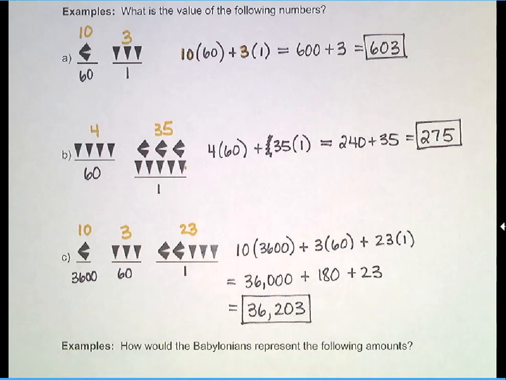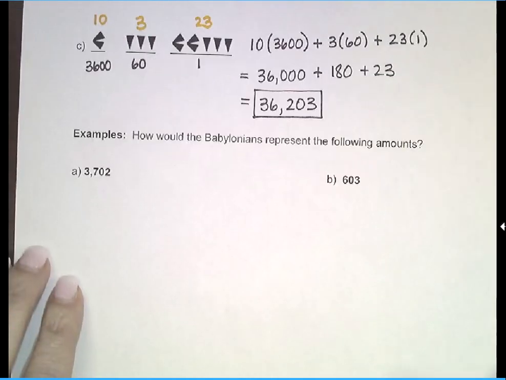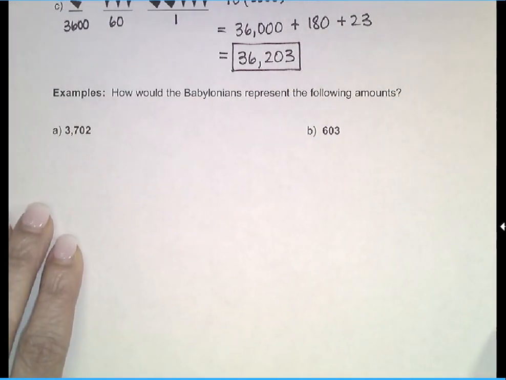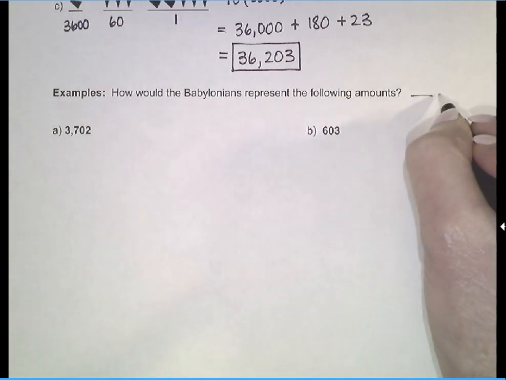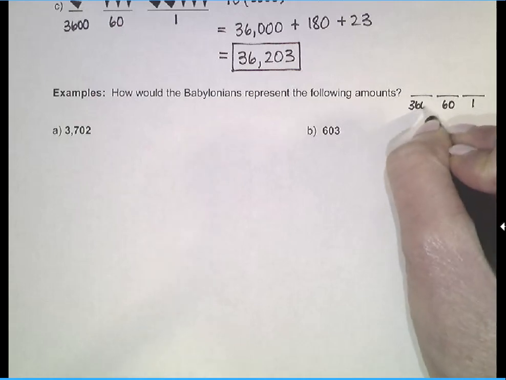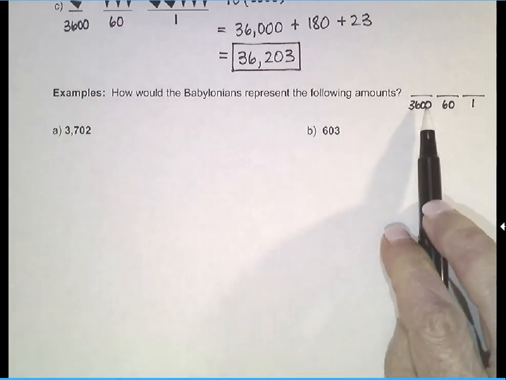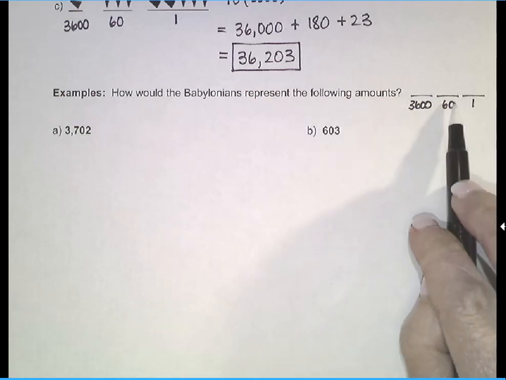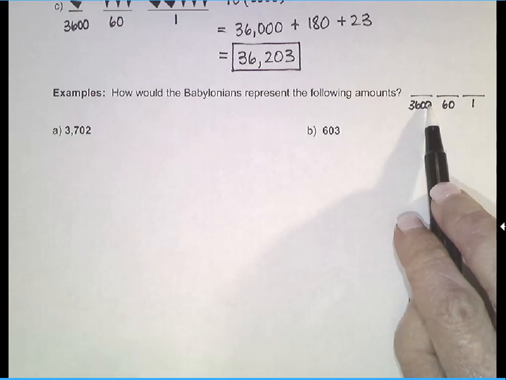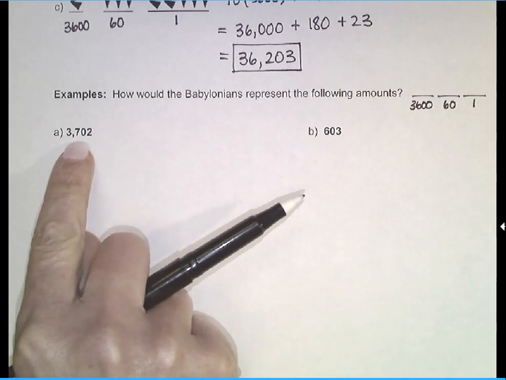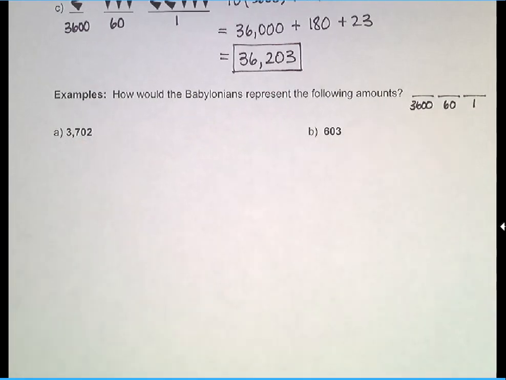So let's go in reverse. How would the Babylonians represent the following amounts? Well, first of all, we got to look at it and decide, is this going to be a 1-digit, a 2-digit, or a 3-digit number? So again, remember, this is your ones place, 60s, and 3,600. So if your number is 3,600 or larger, you got to set aside 3 digits. If your number is from 60 up to 3,699, it would just be a 2-digit number. So 3,702, that's bigger than 3,600, so we know we're going to have 3 digits.